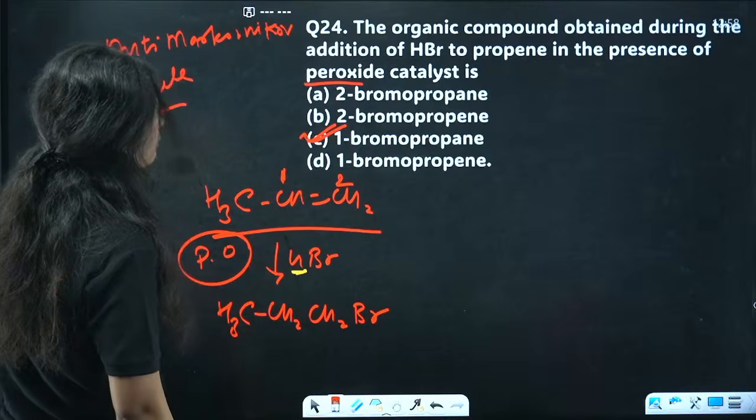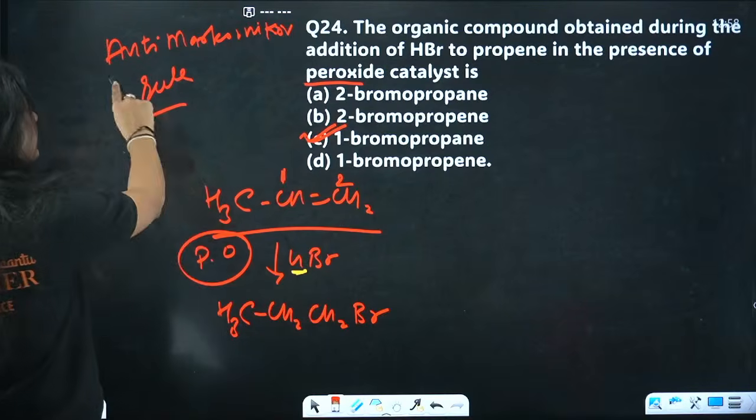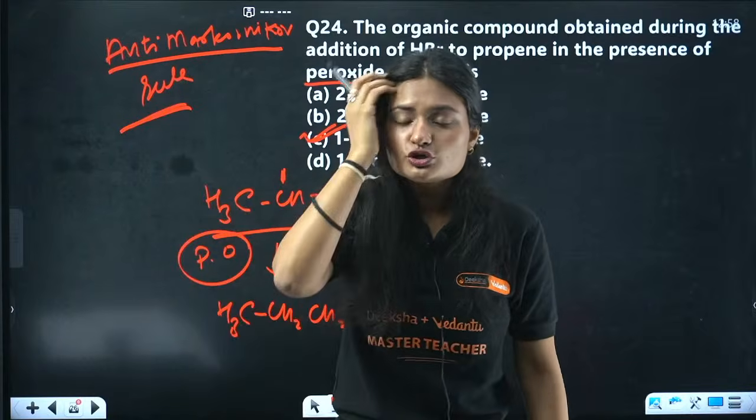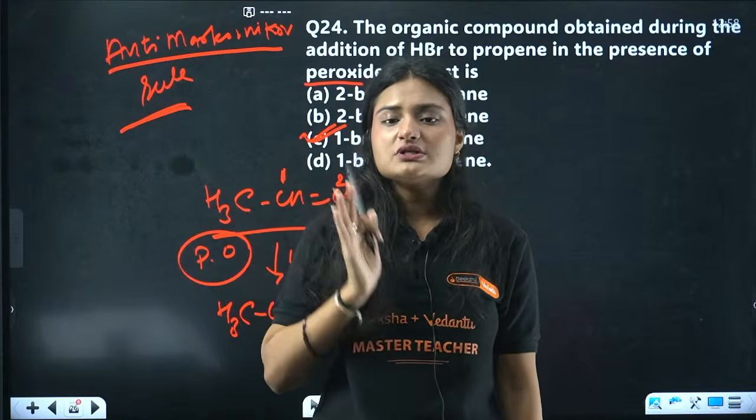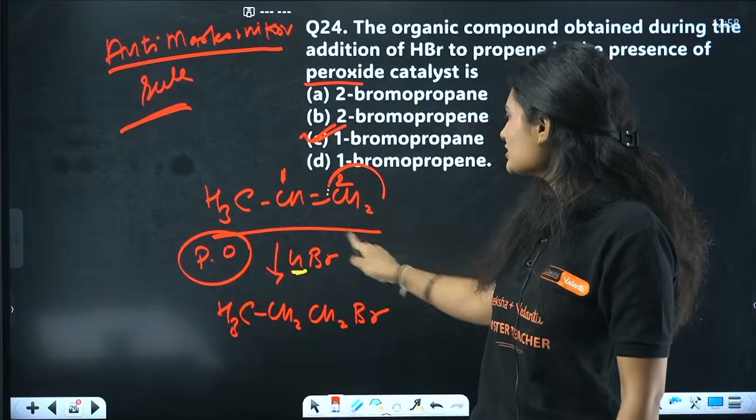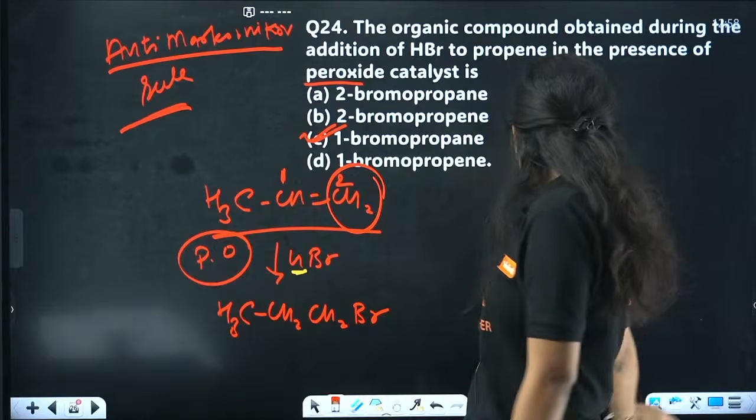the organic compound during the formation of peroxide. If peroxide is there, it is anti-Markovnikov, that means the bromine or any nucleophile we are given will attach to the less substituted carbon. So in this case, the product will attach here, CH3CH2CH2Br.